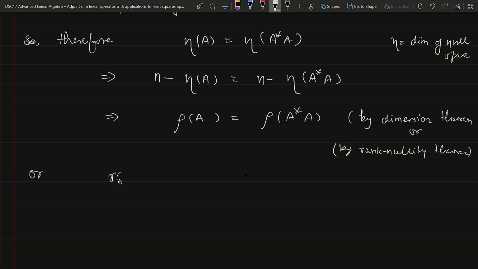Okay, and we can write this as rank of A is same as rank of A star A. So this is how you can prove this lemma.